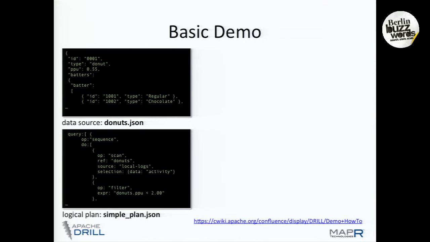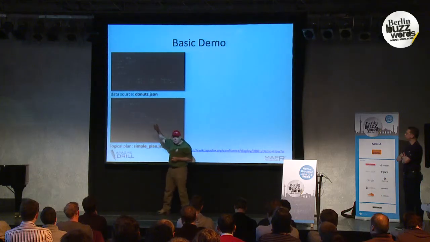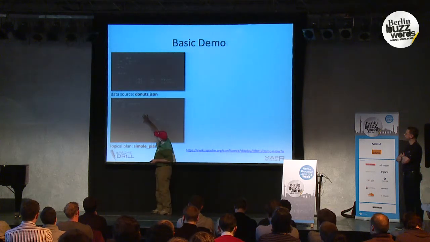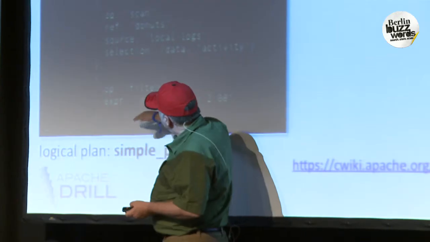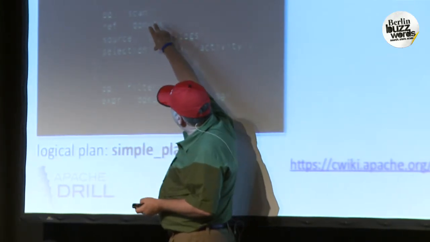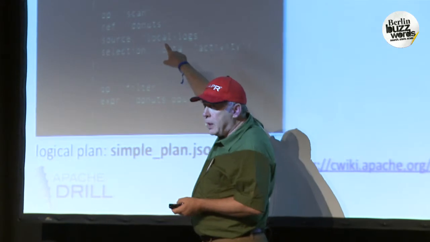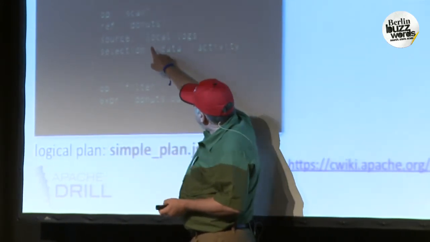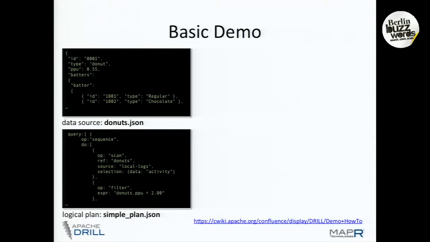And here we have a logical plan. Again, difficult to read. It starts with a query. It is an operator sequence. Sequence is a higher order function, and it takes functions internally, and it automatically wires those up. Here is one operator, which is a scan operator, and it references a donuts input, which we don't show here, and it has a source, which is interpreted by the scanner, and it selects particular data from there.